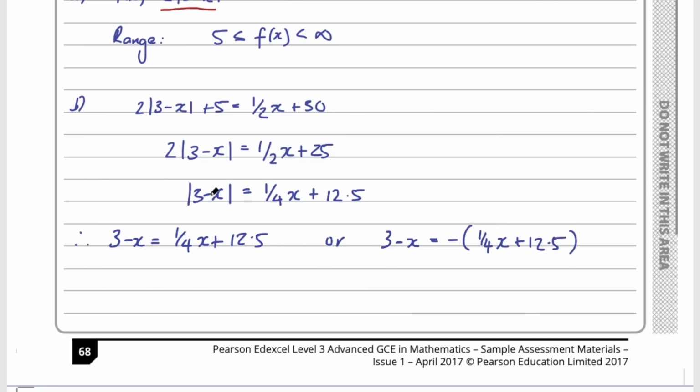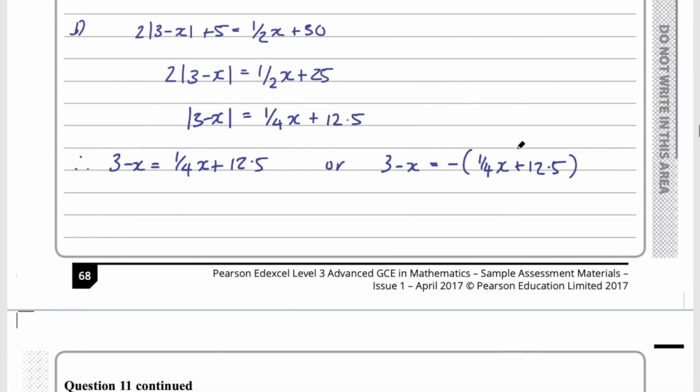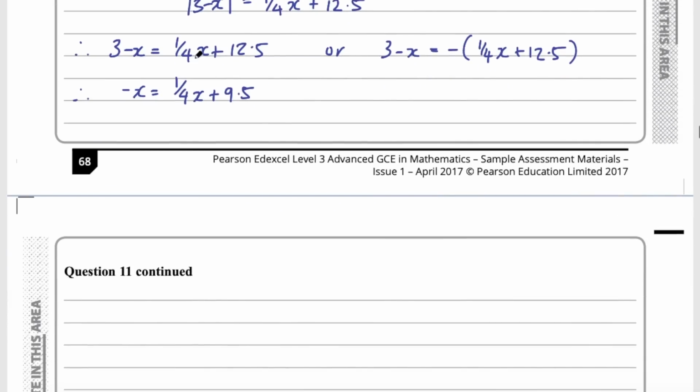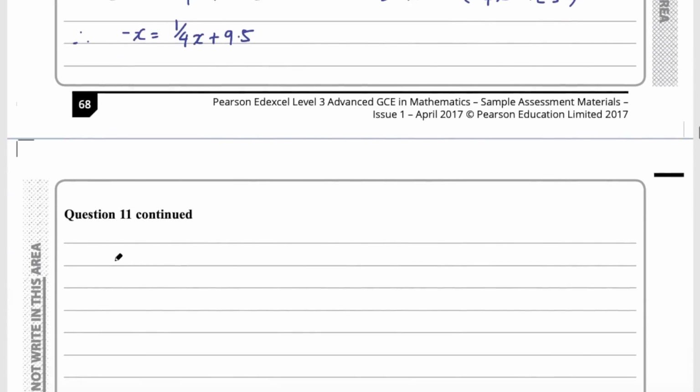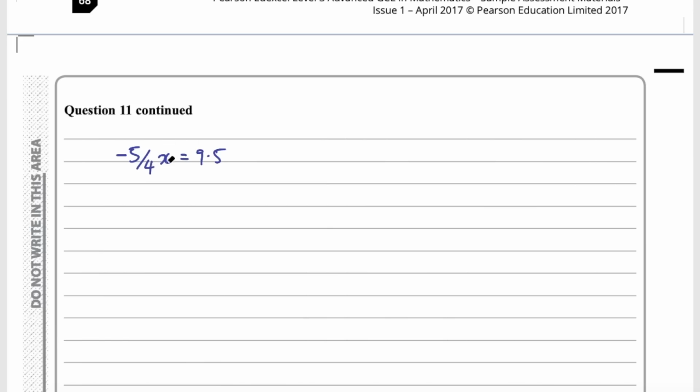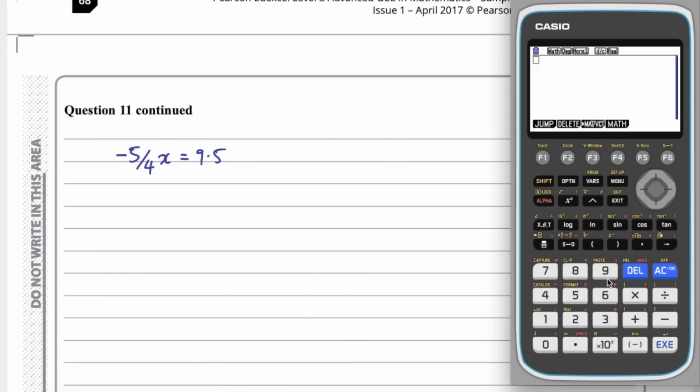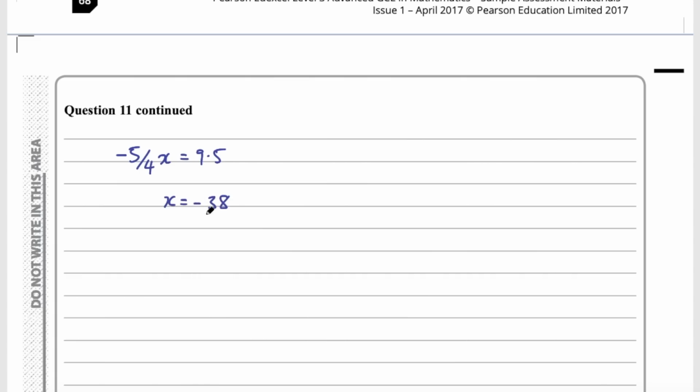So that's dealing with that idea that x could be any number in here, but you're only taking the positive numbers. So by making that right hand side either positive or negative, you're dealing with both outcomes, and you get all the possible values for x. So now we need to keep simplifying. So therefore minus x equals a quarter x plus, and now we need to subtract that 3. So we'll get 9.5 on the right hand side. And then let's keep going with this one. So subtract a quarter x from the left hand side, so we'll get 5 quarters x equal to 9.5. And then multiply by 4, divide by 5 to get x by itself. So 9.5 times 4 divided by 5 equals 7.6, 38 over 5. So x equals negative 38 over 5.